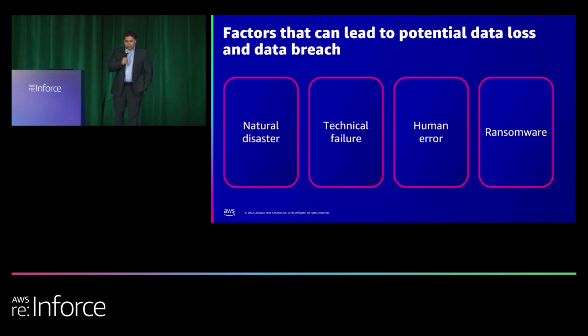It could be human error, and human error could be accidental deletion, or it could be malicious intent as well. But beyond these three factors, which are most widely known, there is a fourth category that is becoming prevalent, which is ransomware. So you need to have a strategy where you can not only protect your data from data loss, but also protect your data from data breaches.